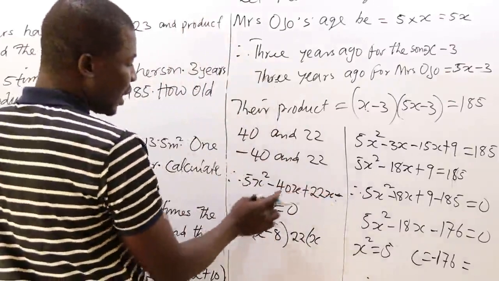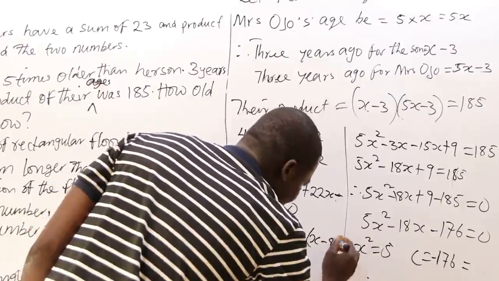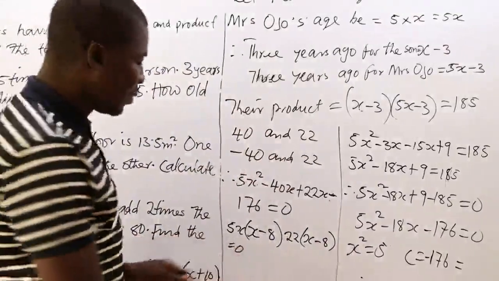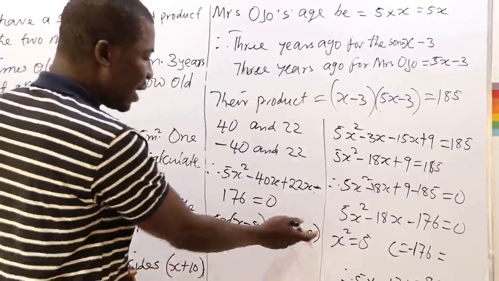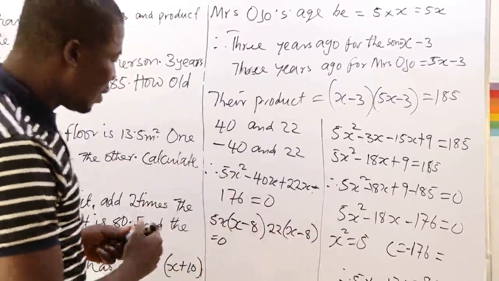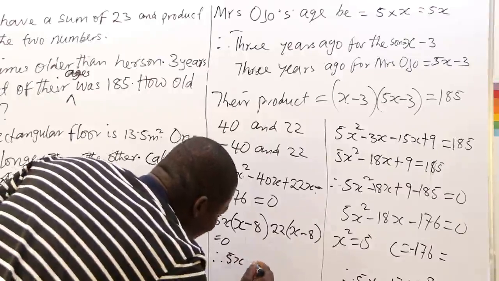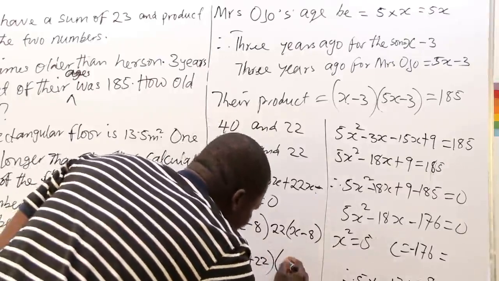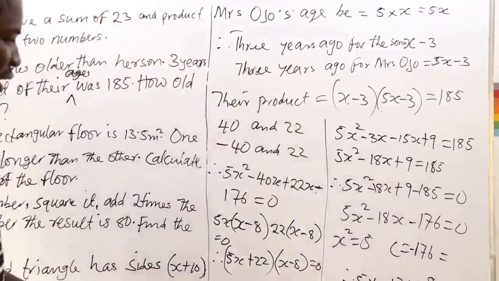Then 100 minus 176 divided by 22 will give us minus 8, equal to 0. So this implies that the factors are now the same, which is x minus 8 and x minus 8. So we are going to use the one outside the bracket and one inside the bracket. Therefore we say (5x + 22)(x - 8) = 0. Now this is a quadratic problem.